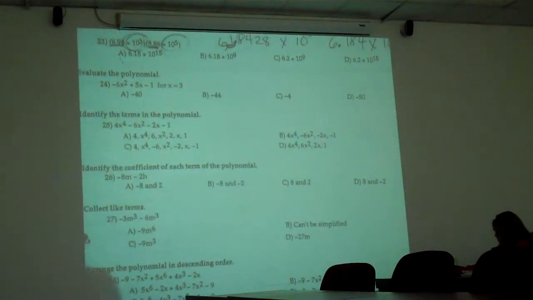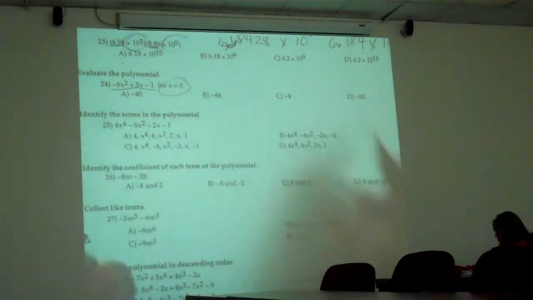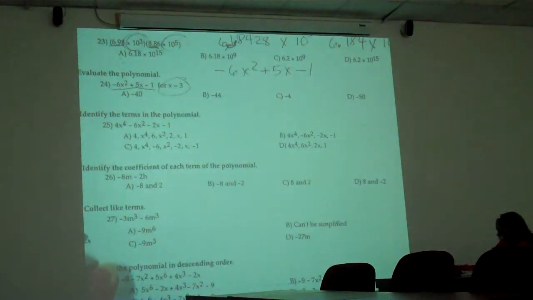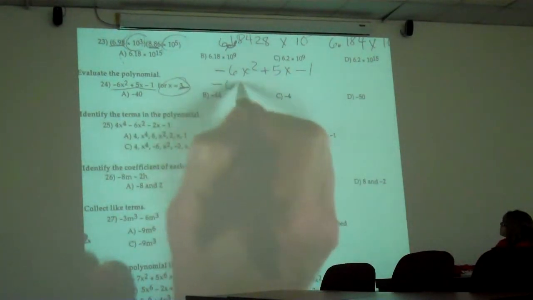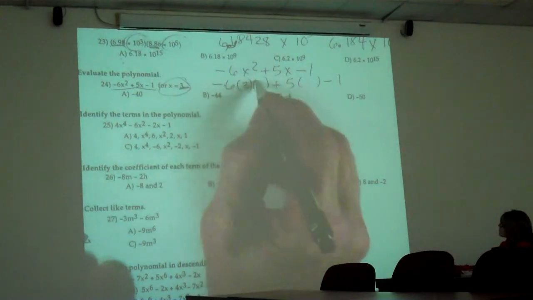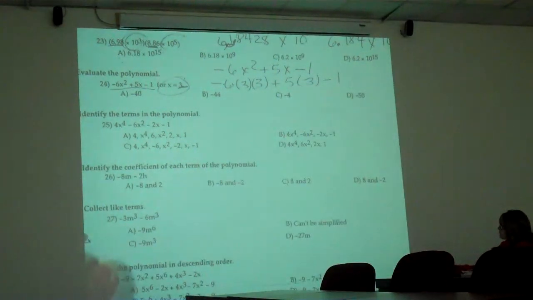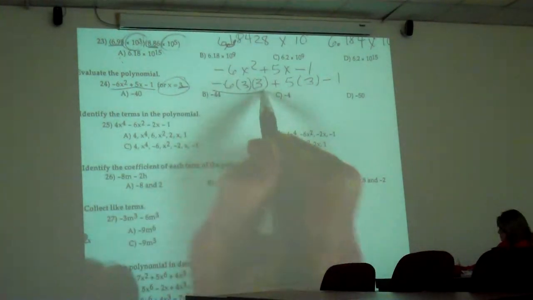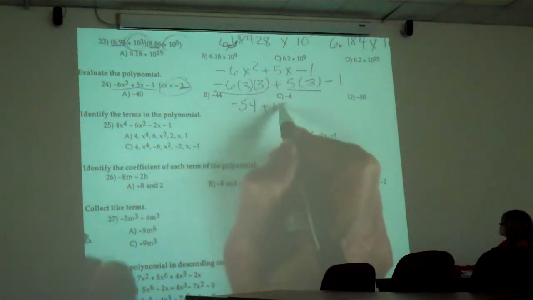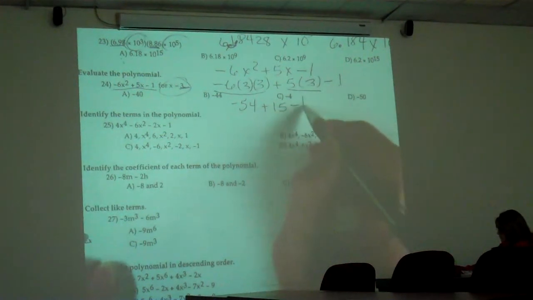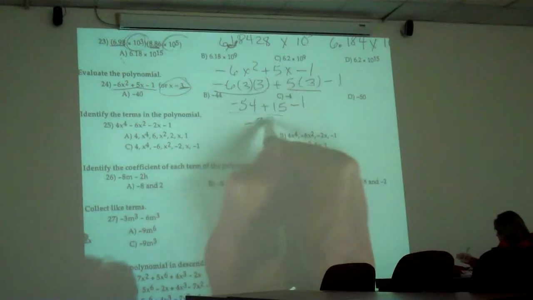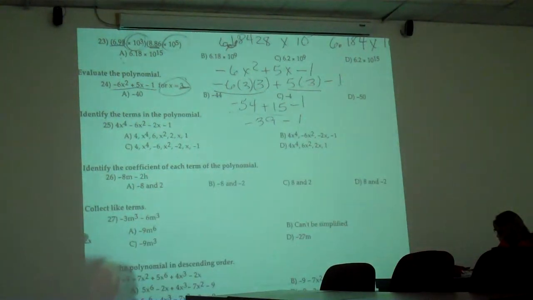Okay, evaluate the polynomial for x equals 3. So you've got negative 6x squared plus 5x minus 1. Where the x's are, we're going to put 3. I'm going to put parentheses everywhere and just put the 3's there. Negative 6 times 3 squared plus 5 times 3 minus 1. Negative 6 times 9, negative 54, plus 15 minus 1. So what's negative 54 plus 15? Negative 39, and then minus 1. Negative 40?